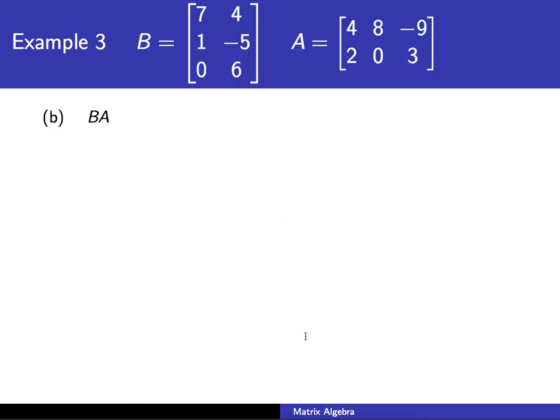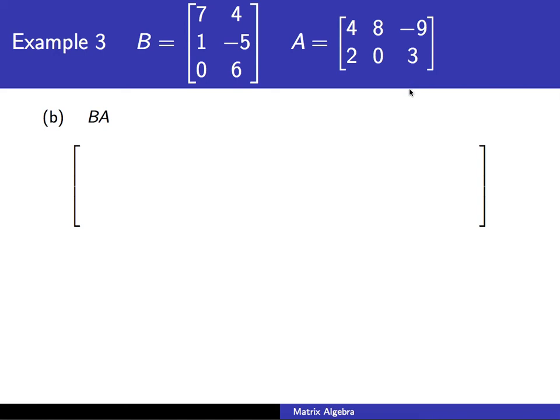All right, part B, let's switch it around and do matrix B times matrix A. Well, before we do that, let's make sure that we can. So matrix B has 3 rows and 2 columns. Matrix A has 2 rows and 3 columns. So the number of columns of B equals the number of rows of A. We can multiply them. And for this one, we have 3 rows in B and 3 columns in A. Our final answer for this one is going to be a matrix that's 3 by 3.